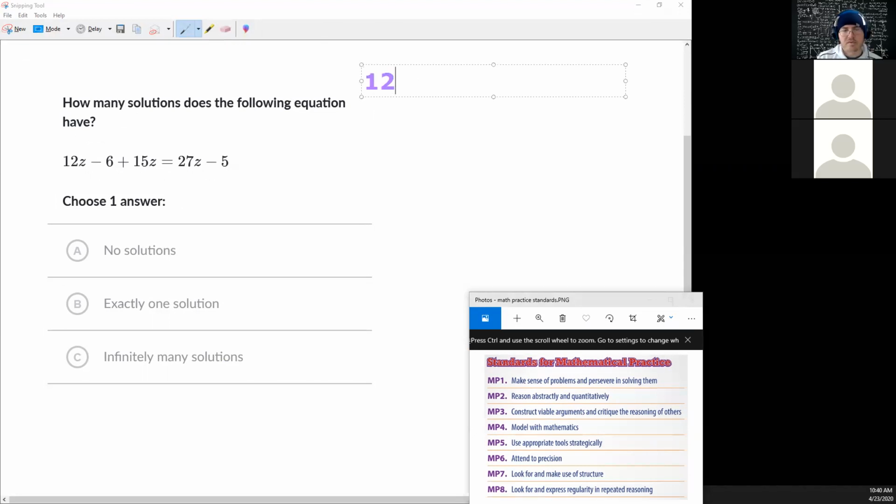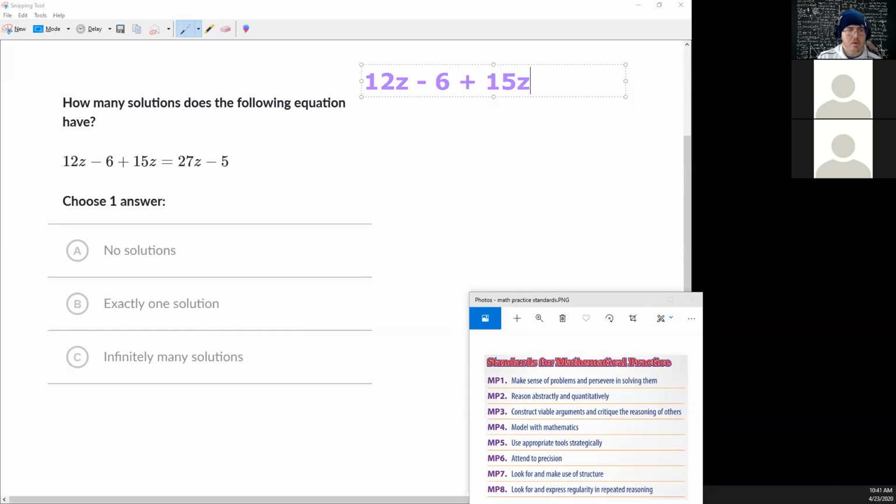So that'd be 12z minus 6 plus 15z equals 27z minus 5. All right. So for those of you that are live here in chat, I'm going to give you a minute to get a head start. And if you're watching at home, pause it, try to work it out, and then see if you agree with the rest of us.